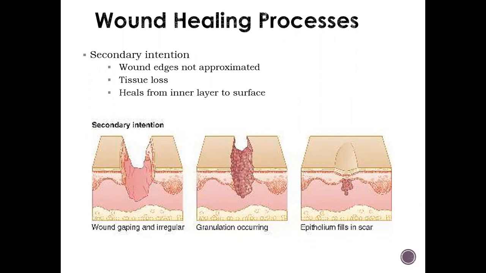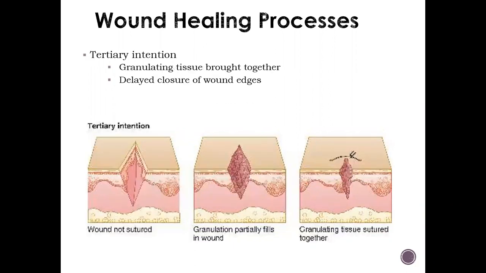Common examples of this would be a pressure injury, or infected wounds, or when a surgeon leaves a wound open because, again, it's infected. And then we have our tertiary intention. Tertiary intention is a wound that heals by this delayed primary closure, which occurs when two surfaces of the granulation tissue are then brought together.